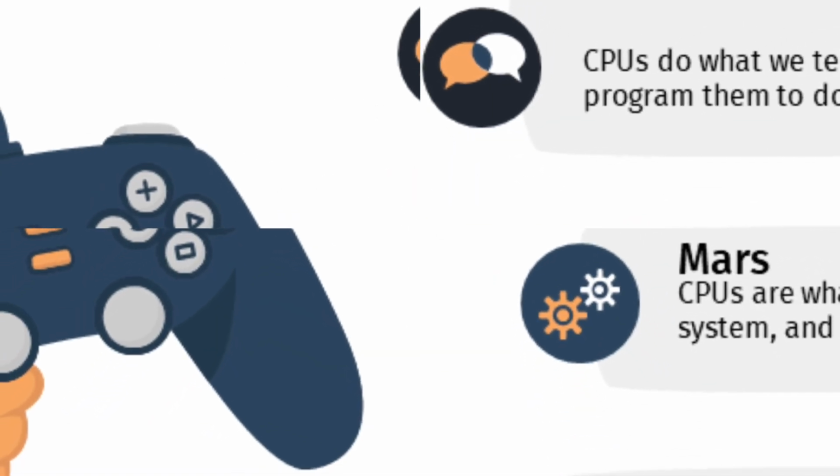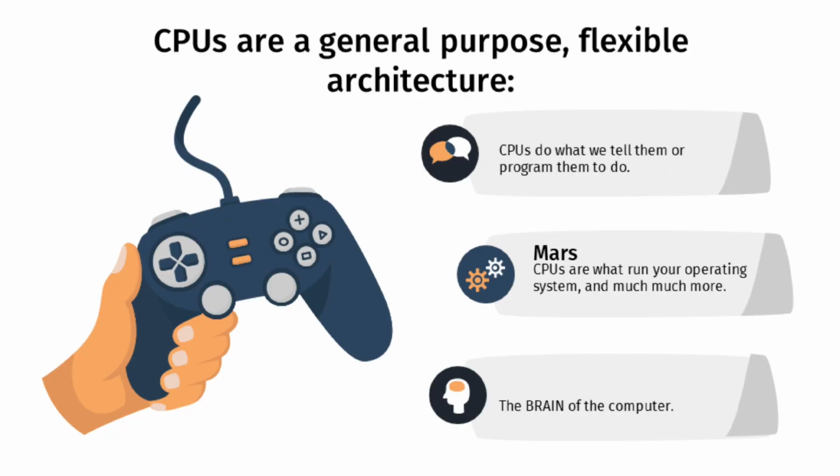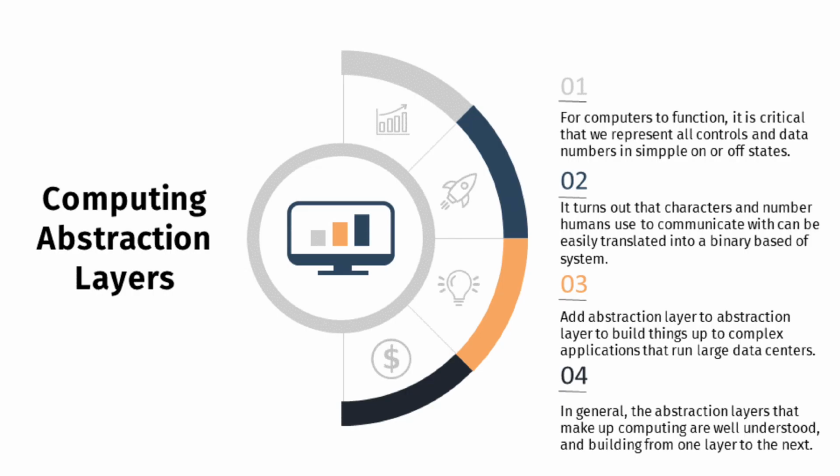Looking back at its history and development over time, we all know that the CPU is general in purpose and flexible in terms of architecture. Why? CPUs do what we tell them or program them to do. Also, CPUs are what run your operating system, and much more. Talking about its function, the CPU is also known as the brain of the computer. And now we'll proceed to what the computing abstraction layer, or CAL, is.